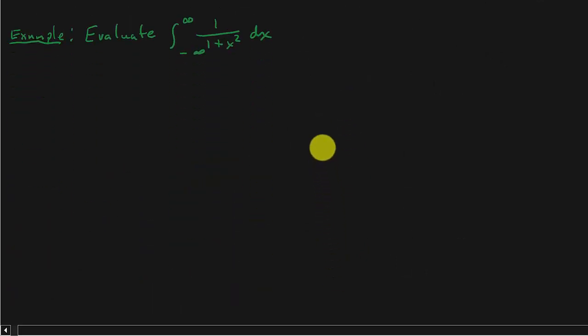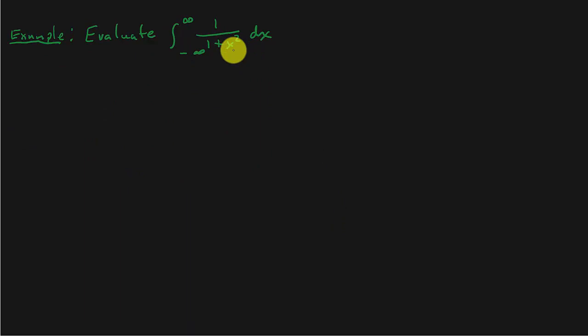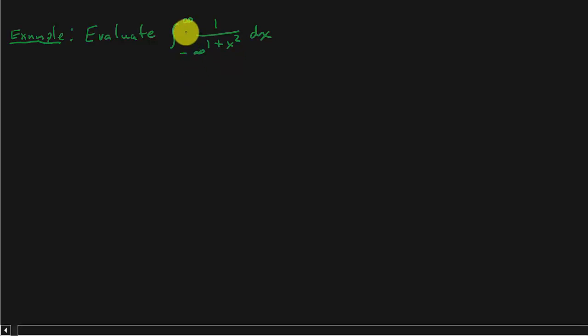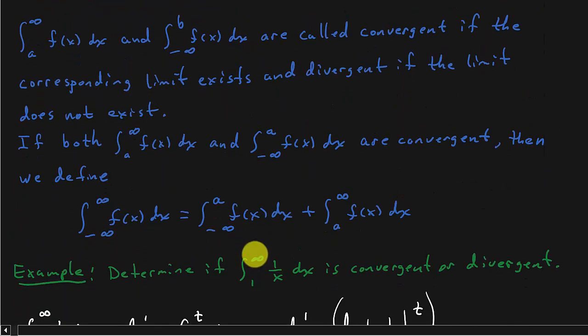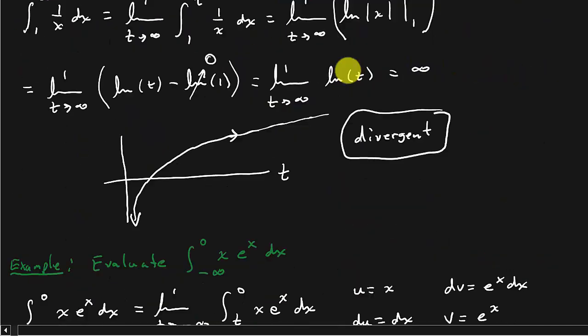All right, so how about this one? We want to evaluate this one where we have -infinity to +infinity of 1 over 1 plus x squared dx. So this is the one that it was talking about, where you have to split it up at some number a.